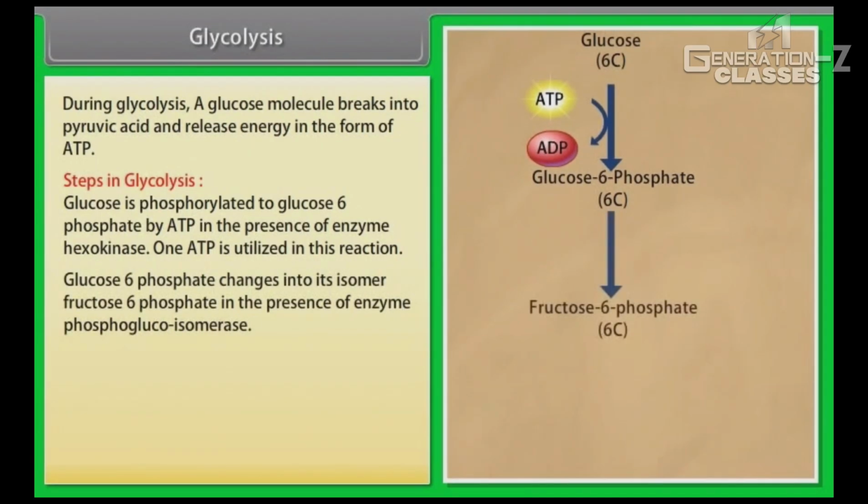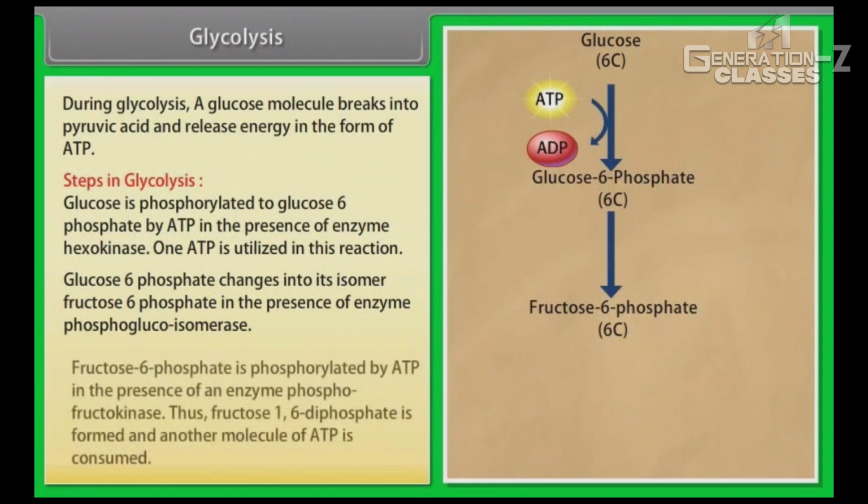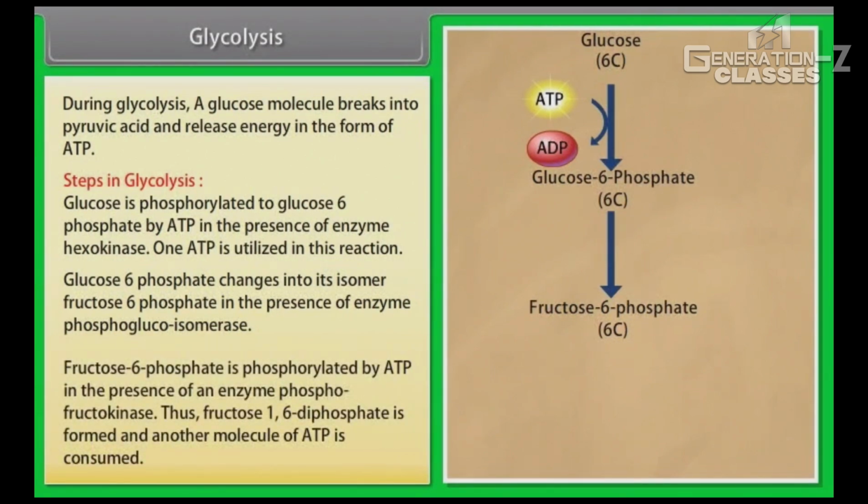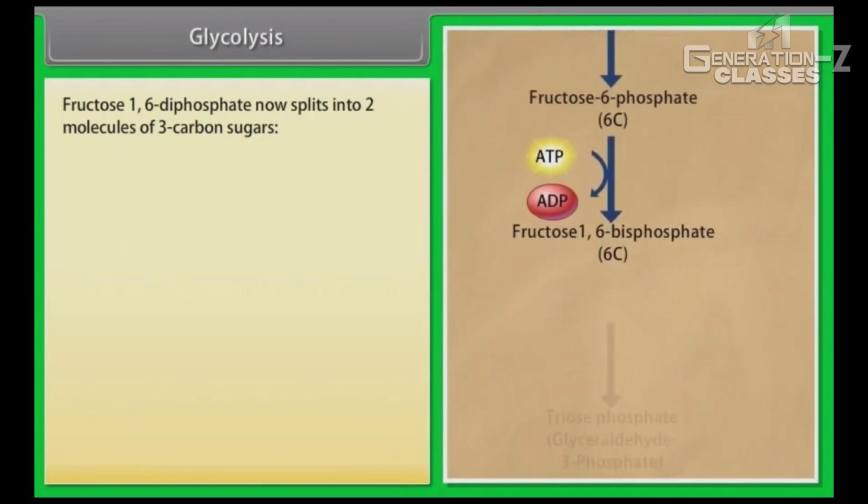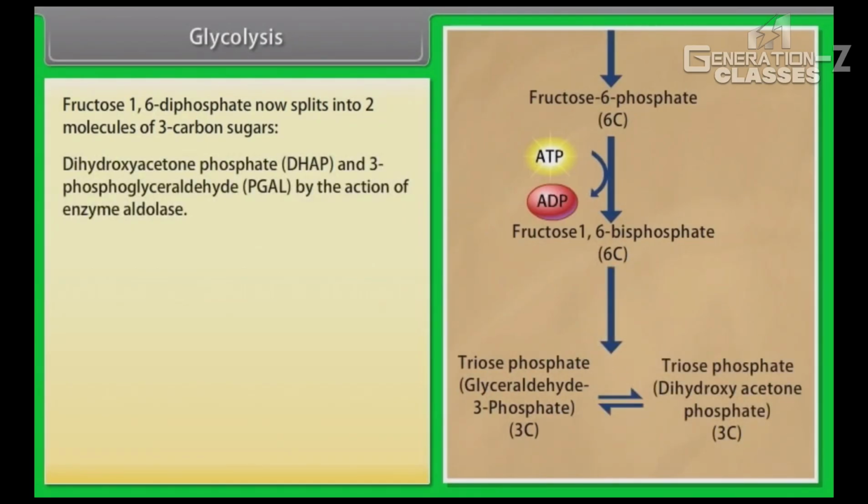Glucose 6-phosphate changes into its isomer fructose 6-phosphate in the presence of enzyme phosphoglucoisomerase. Fructose 6-phosphate is phosphorylated by ATP in the presence of an enzyme phosphofructokinase. Thus, fructose 1,6-diphosphate is formed and another molecule of ATP is consumed. Fructose 1,6-diphosphate now splits into two molecules of 3 carbon sugars, dihydroxyacetone phosphate DHAP and 3-phosphoglyceraldehyde PGAL by the action of enzyme aldolase.